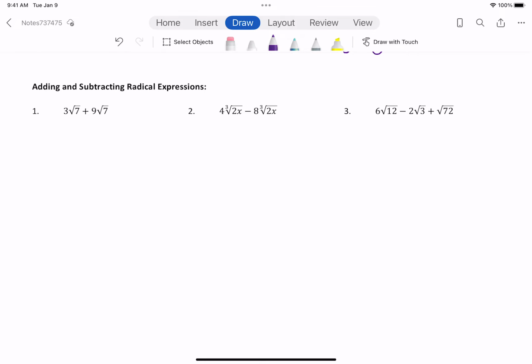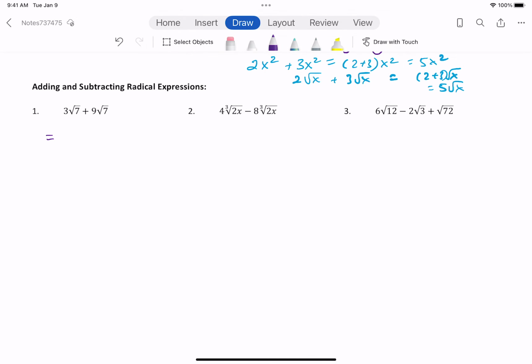Let's look at an example. If we have 2x squared plus 3x squared, then we say it is 2 plus 3 x squared, which is 5x squared, right? It works the same if I have 2 root x plus 3 root x. Then that's just going to be 2 plus 3 root x, which is 5 root x. So it's kind of like collecting like terms.